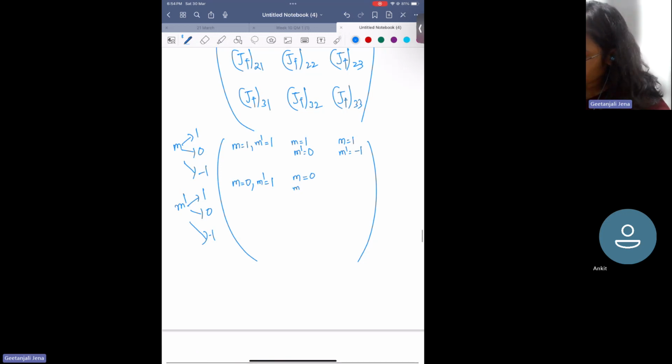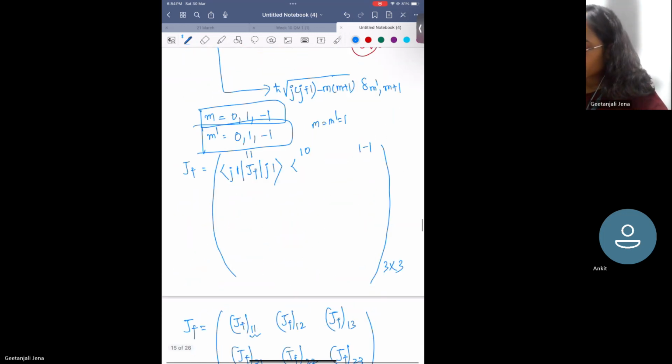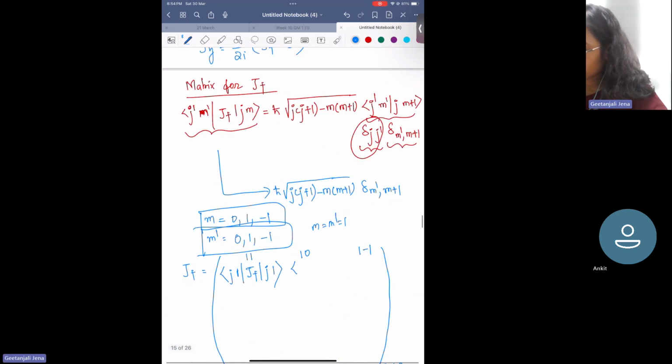So this is m is 0, m prime is 0, and this is m is 0 and m prime is minus 1. Now for this one, it is m is minus 1, m prime is 1, m is minus 1, m prime is 0, m is minus 1, m prime is minus 1. So now let us see what are the values.